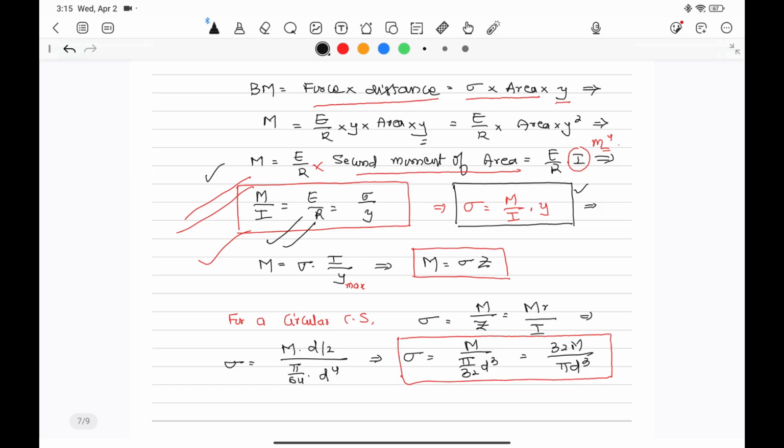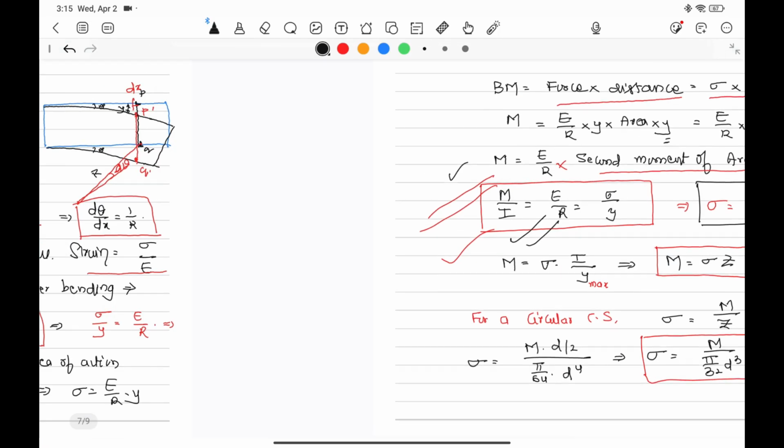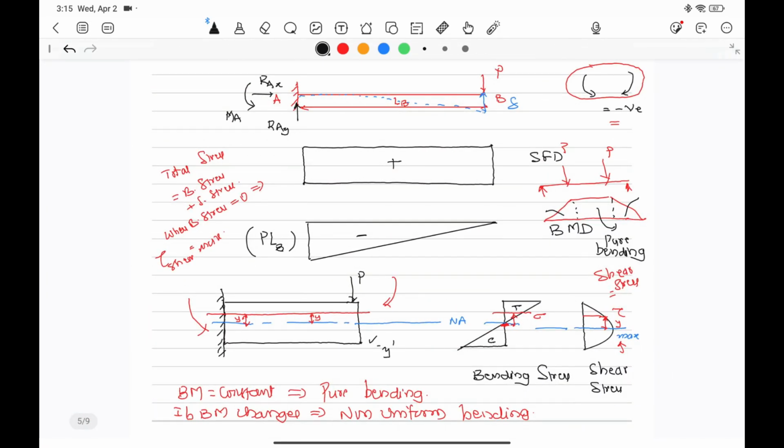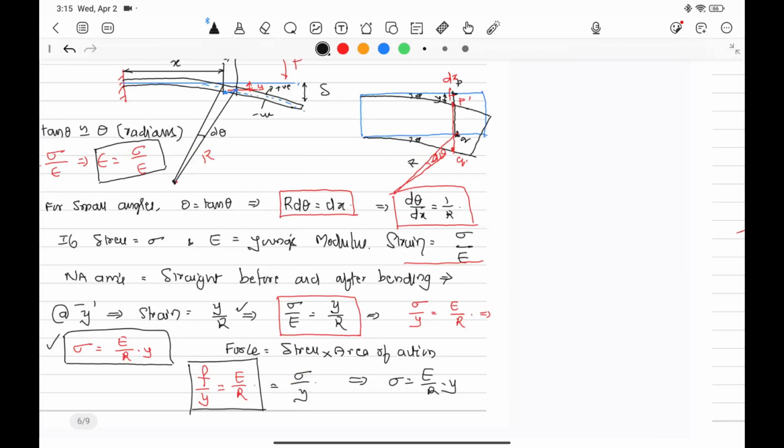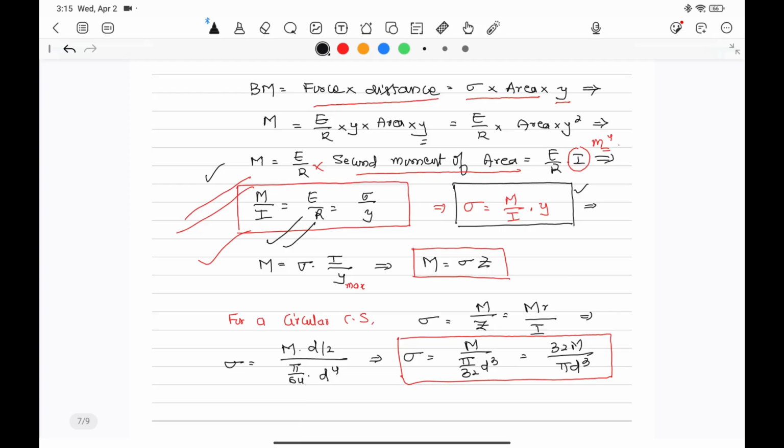What is Y? Y distance. Y distance will be maximum when Y is equal to D by 2, if it is a circular or rectangular or normal section, y is equal to d by 2, y max. Do you agree? Even for circular it is diameter by 2, for rectangular it is depth by 2, because the neutral axis passes through the centroid.